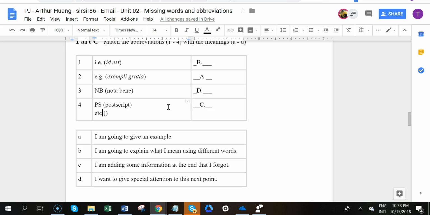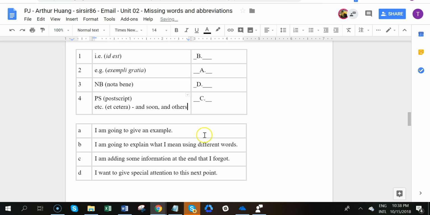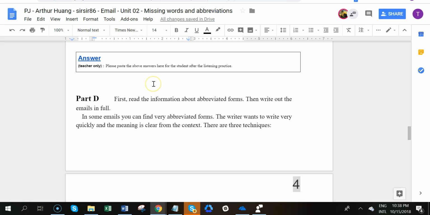Etc. Yes, you know that. I've asked about this before, I think, and I already answered it. So this is also one of the abbreviations: etc., meaning "and others" or "and so on." Okay, so now let's move on to part D.